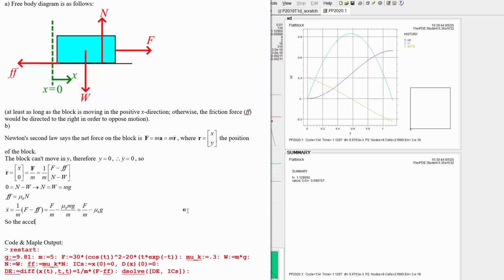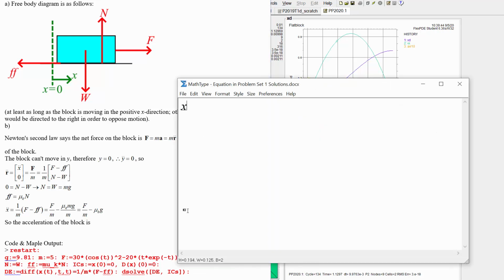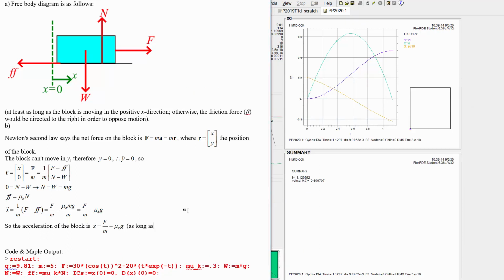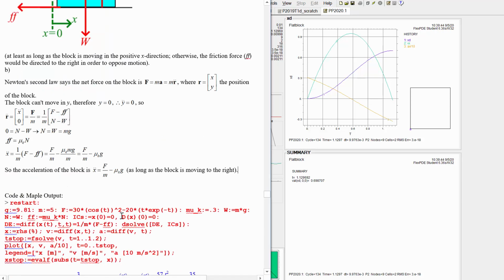Maybe a concluding statement. So the acceleration of the block is this: x double dot equals F over m minus mu k g, as long as the block is moving to the right. Okay, C.